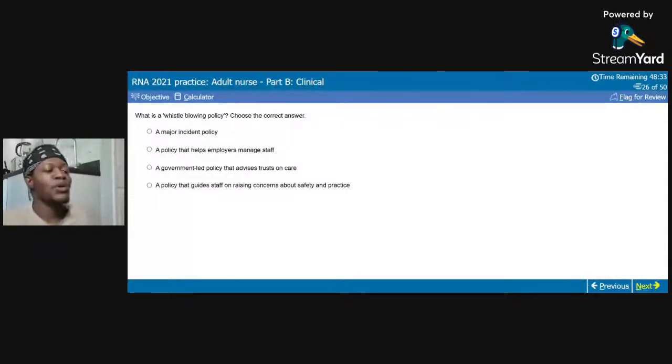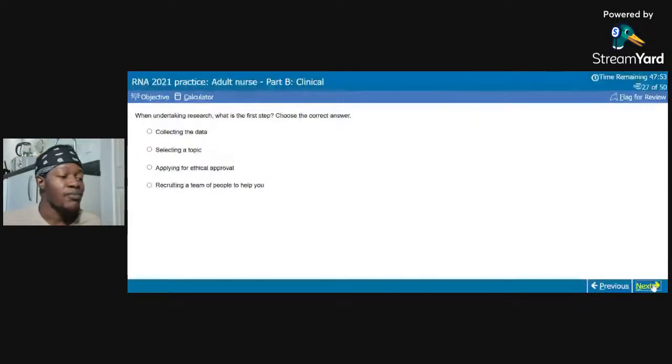What is a whistleblowing policy? So whistleblowing is like, you worked somewhere and they are doing things that are not ethical, and you want to let it out amicably, but without putting yourself in trouble. So the policy is like emergency. No. A policy that helps employers manage staff. No. A government-led policy that advises trust and care. No. A policy that guides staff on raising concerns about safety and practice. I am so sure of that one.